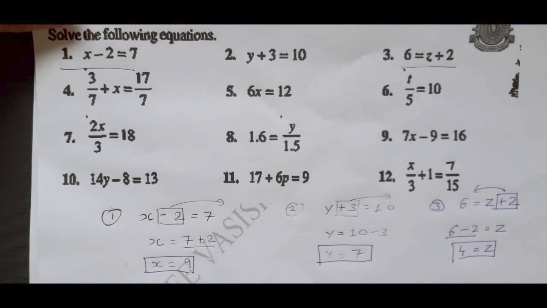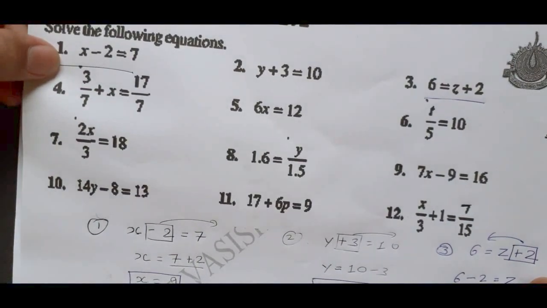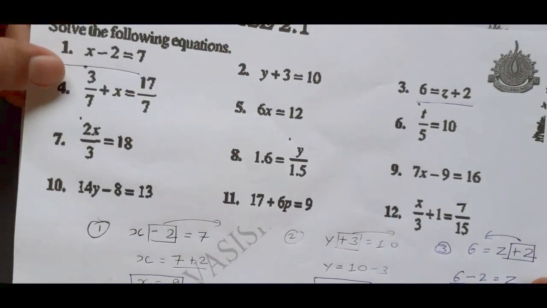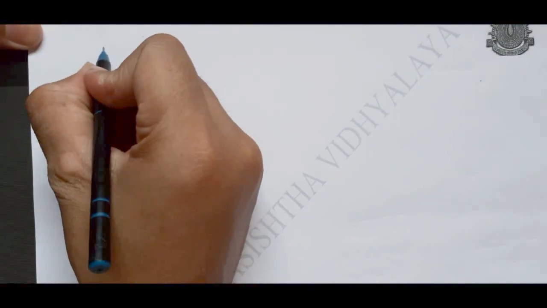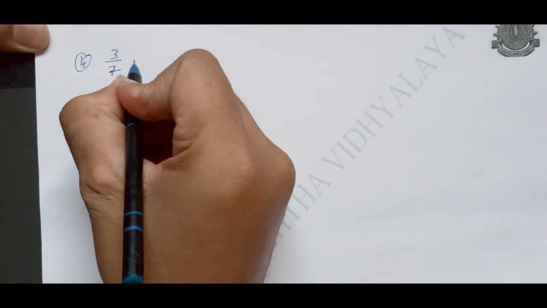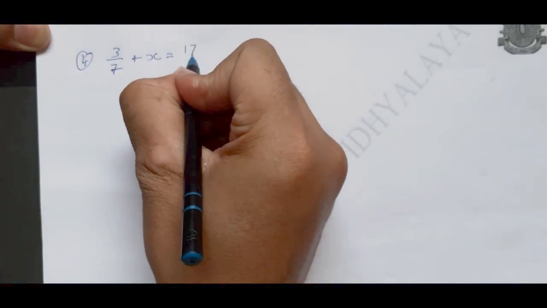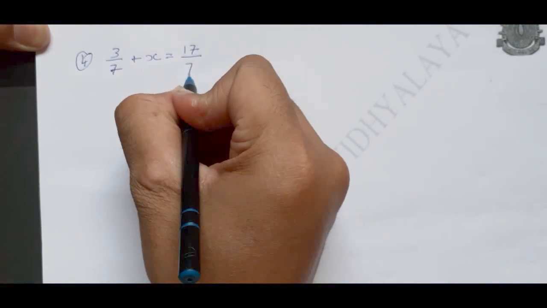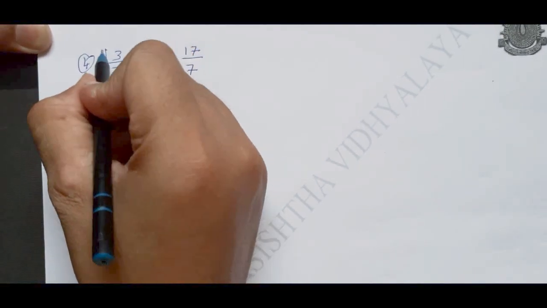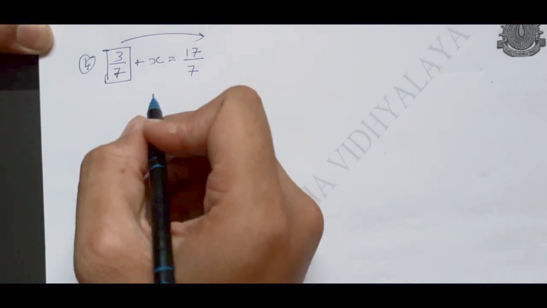Similarly, we are going to solve the next one, that is the fourth one: 3 by 7 plus x is equal to 17 by 7. Again here this 3 by 7 will be transposed to the RHS side.